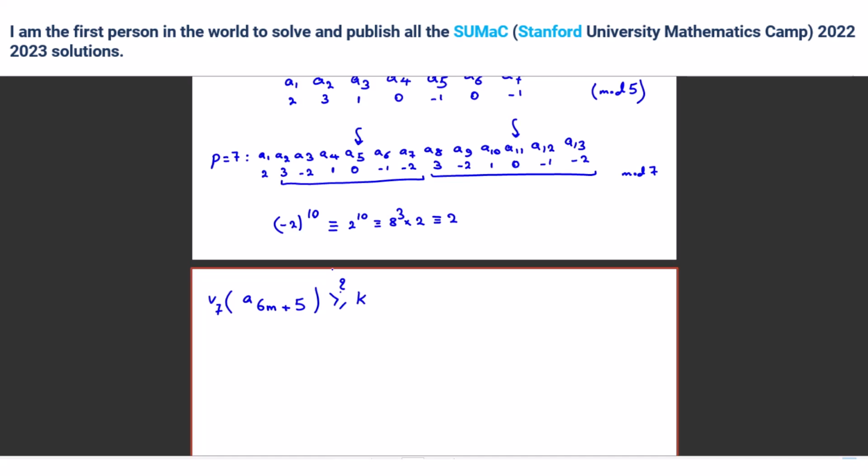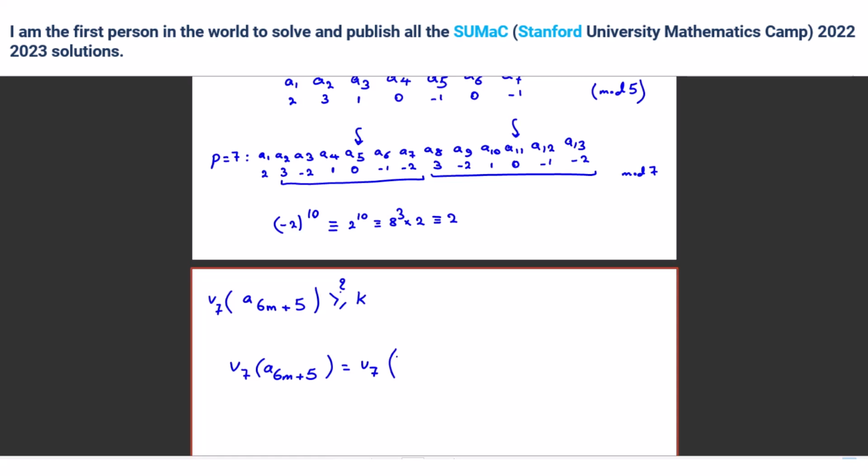Now we should say what? Okay. Now we can say v7. We want to use LTE. A6m plus 5 is what? Oh, LTE, yes. Because we know 6k plus 4 is always 1 mod 7. Yes. Want to try LTE on your own or one more hint? No, yeah, I got it.